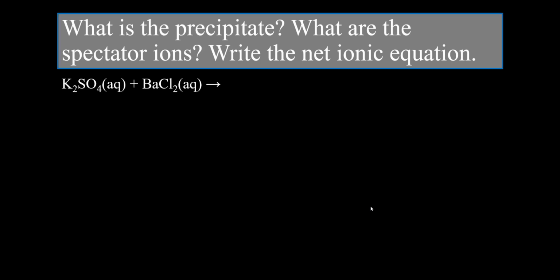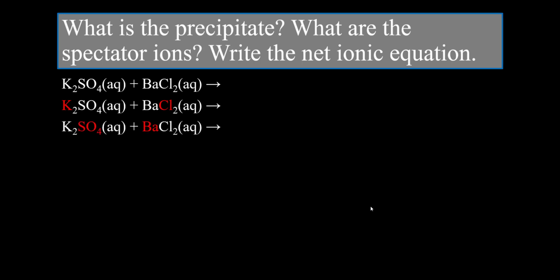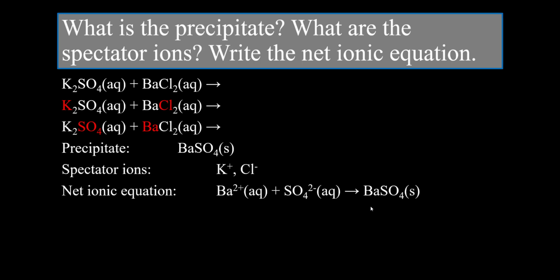Let's do one more. How about potassium sulfate with barium chloride? Again, what are the two possibilities? Potassium with chloride. Notice I did not highlight the 2 next to the potassium because the potassium has a +1 charge, and it would join, if it does, with the -1 chloride. Or is it the sulfate with the barium? This time it's the second of the two choices. It's the barium and the sulfate that forms a precipitate, just because it's insoluble. Therefore, the spectator ions are the potassium and the chloride, and the net ionic equation shows the barium and the sulfate coming together to form barium sulfate.